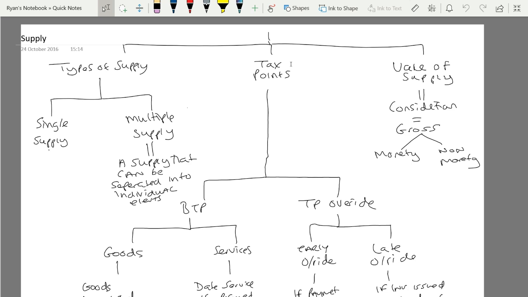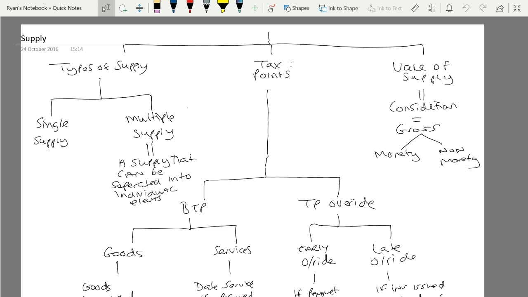So there are rules distinguishing, in a given transaction, whether the makeup of that supply, that transaction, is a single or multiple supply. And if we can meet the multiple supply rules for a given transaction, then we're able to distinguish between VATable and non-VATable elements, which, again, as I say, can make our supply cheaper to the end consumer.